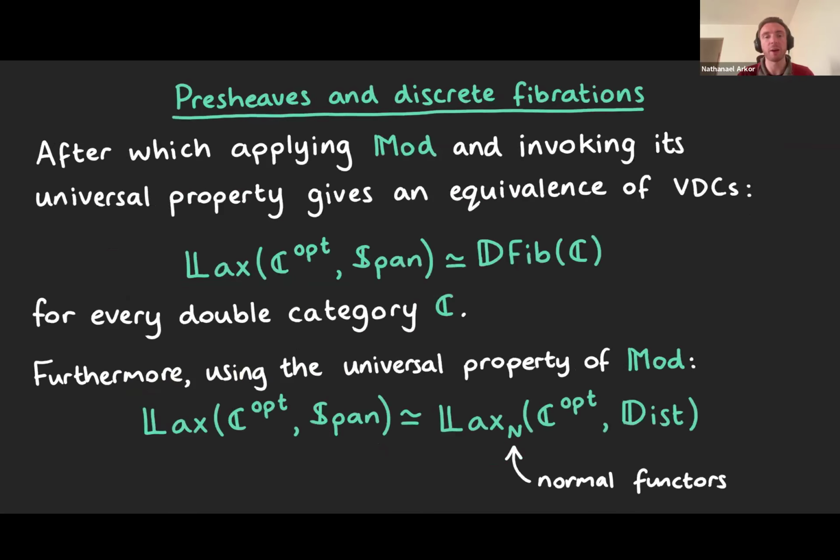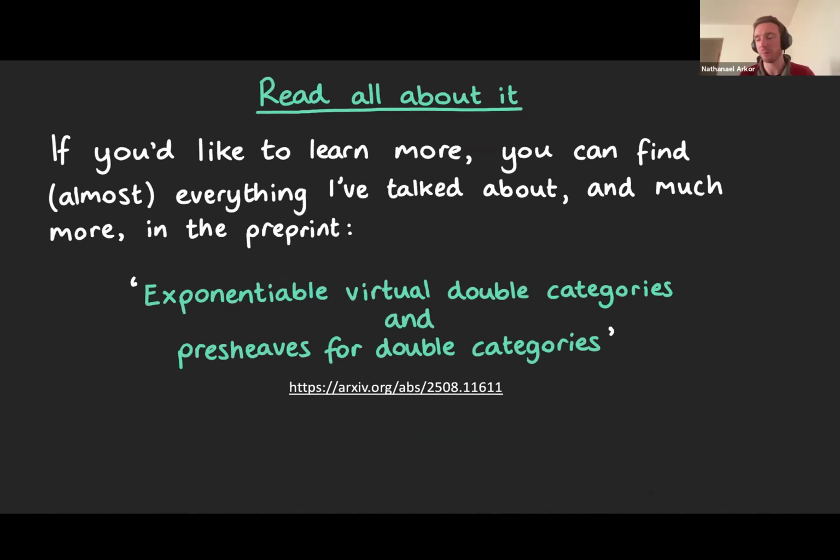And the one other application I wanted to mention is that this perspective gives a very nice proof of the relationship between fibrations for double categories and presheaves for double categories that simplifies and generalizes some existing proofs in the literature. But I'm going to wrap up now.